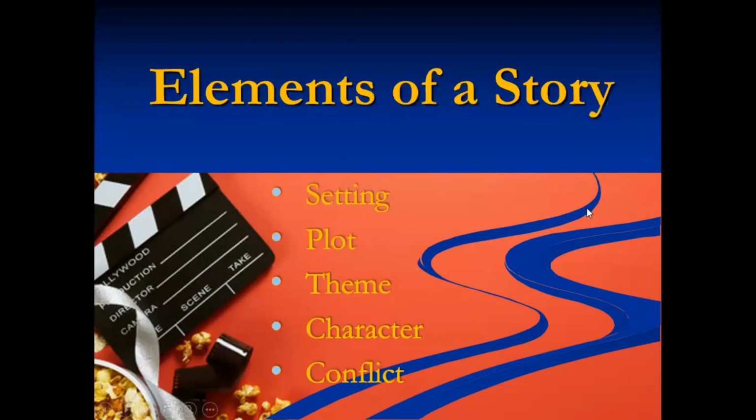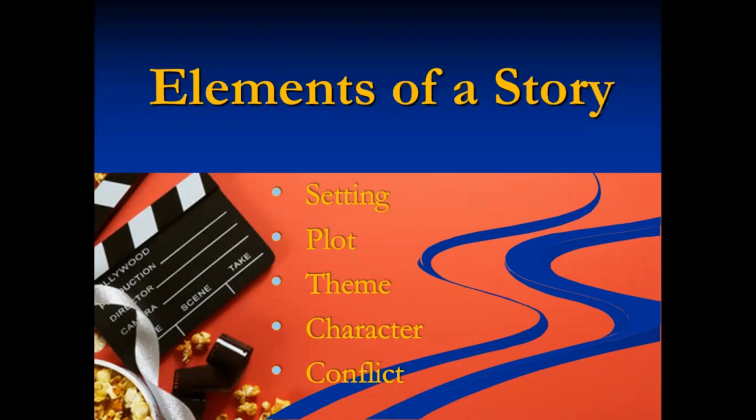Here are 5 of the main elements of a narrative or of a story: setting, plot, theme, character, and conflict. I do have a video available that discusses all of the elements of a story, so I won't go into detail for each particular element in terms of presenting examples. If you need to refresh your memory on what the elements are and what the examples look like, you can refer to that video. But for today, setting is when and where the story takes place.